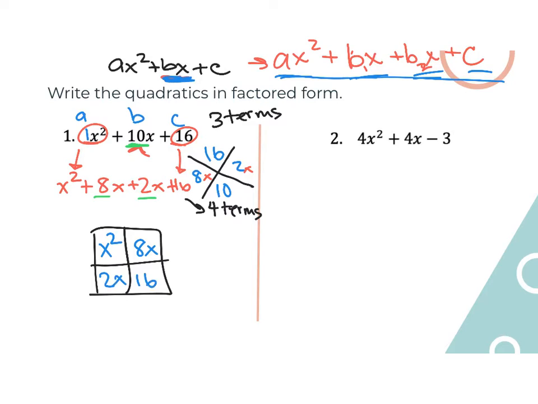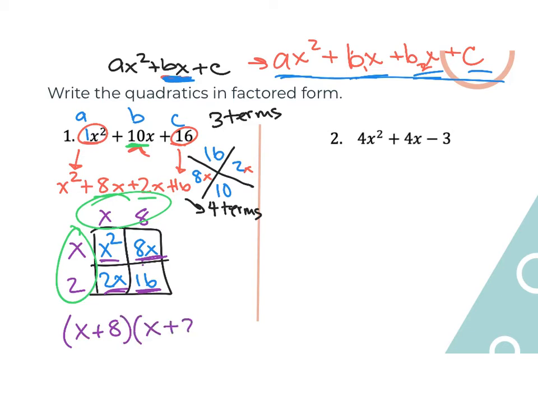So let's look for the GCFs here. From x squared and 8x, I can take out an x. From 2x and 16, I can divide out a 2. From x squared and 2x, I can take out an x. And from 8x and 16, I can take out an 8. So these things become our factors, and they look like x plus 8 times x plus 2.